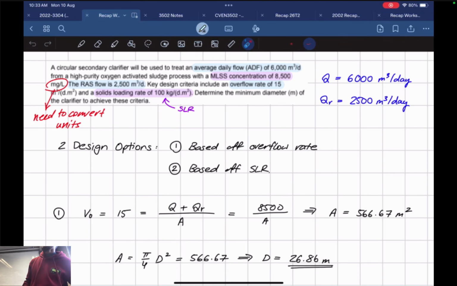Okay. Does that actually make sense? Sorry, what was the overflow? That's our overflow rate. Yeah. I'll be honest, when I first saw this question, I didn't really get it. I low-key just memorized it and took it into the exam. Anyways, second design option is based off SLR.